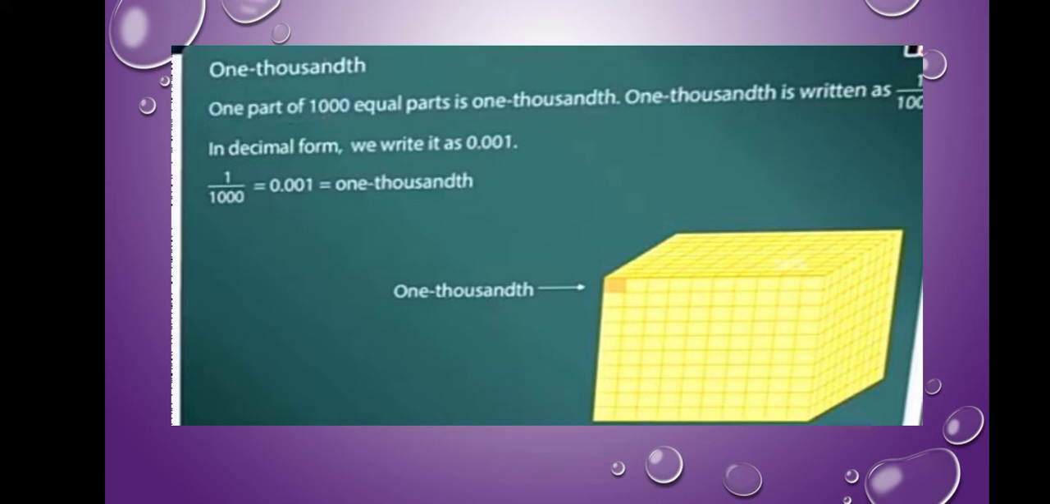Now we have 1/1000th. One part of 1000 equal parts is 1/1000th. 1/1000th is written as 1 by 1000 and in decimal form we write it as 0.001. Therefore we can say 1 by 1000 is equal to 0.001 and that is called 1/1000th. One part from the 1000 parts selected.